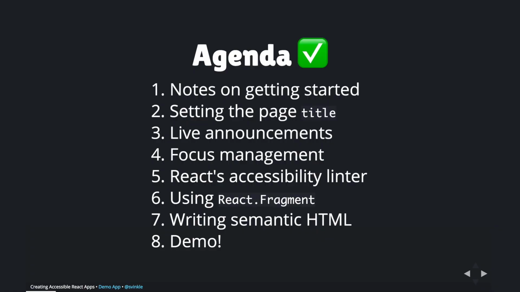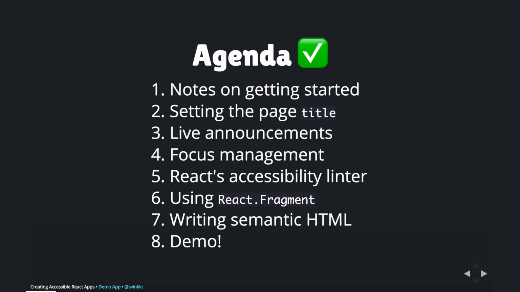So for the agenda today, I'll start with a few high-level notes when first getting started with React, just in case you haven't jumped on board yet. We'll look at how to set the page title. We'll review how to create a live announcements component. We'll explore how to manage keyboard focus between components and when loading pages. We'll take a brief look at React's accessibility linter, which comes with each new app. We'll spotlight a new feature with React Fragments. I'll share some thoughts on writing semantic HTML within React components. And finally, at the end, I'll go through a small demo app that I created to help illustrate each point.